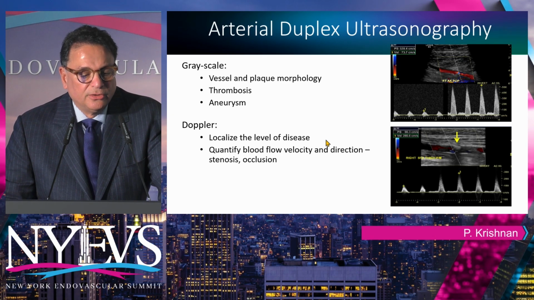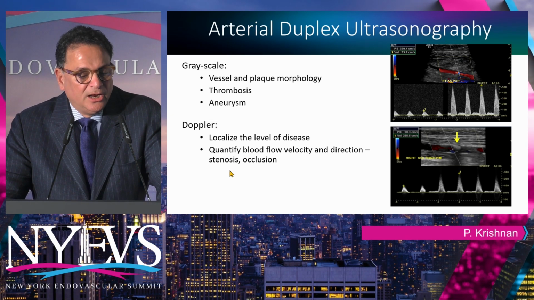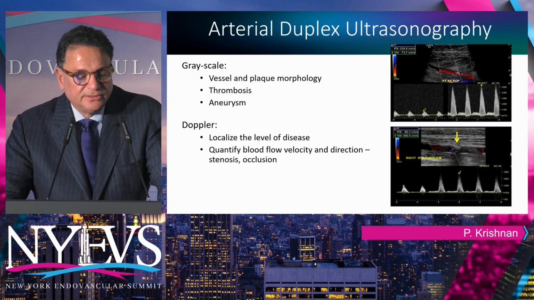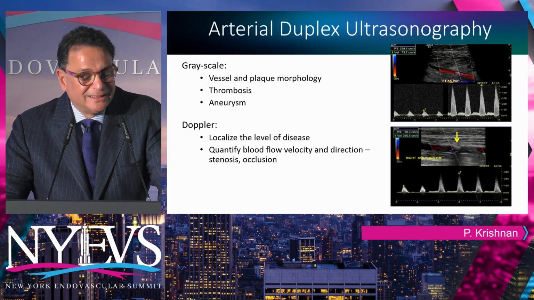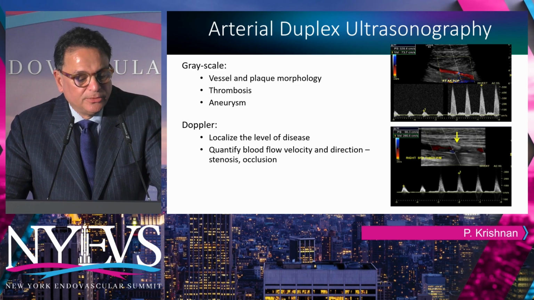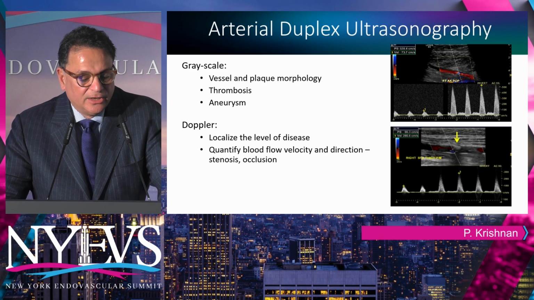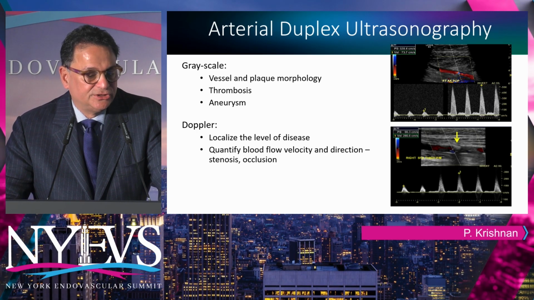So this is how you look at it and why you get a duplex. When you look at a grayscale, you get the vessel and the plaque morphology, thrombosis, and aneurysm. These are what you can see. The Doppler will help you localize the level of the disease and quantify blood flow, velocity, direction, and stenosis.